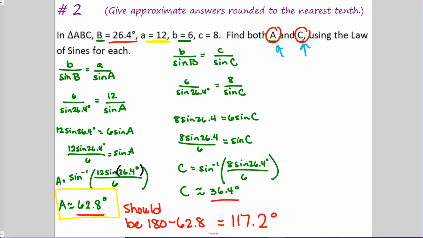What you'll do in the future is, if you're missing two angles, you'll find the smaller one with the law of sines, and then you'll just subtract the two you have from 180 to get the third one. So if I were to do this problem all over again, I would start by finding the measure of angle C, and then I would find the measure of angle A by subtracting the other two angles from 180, and we would avoid this problem.